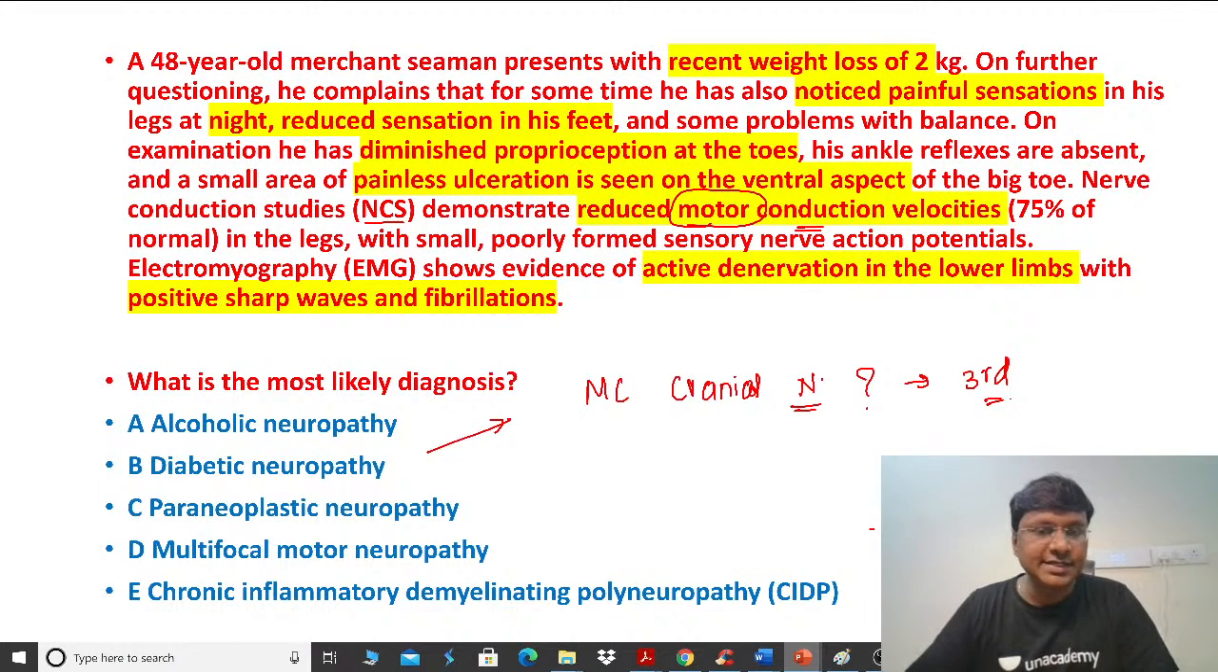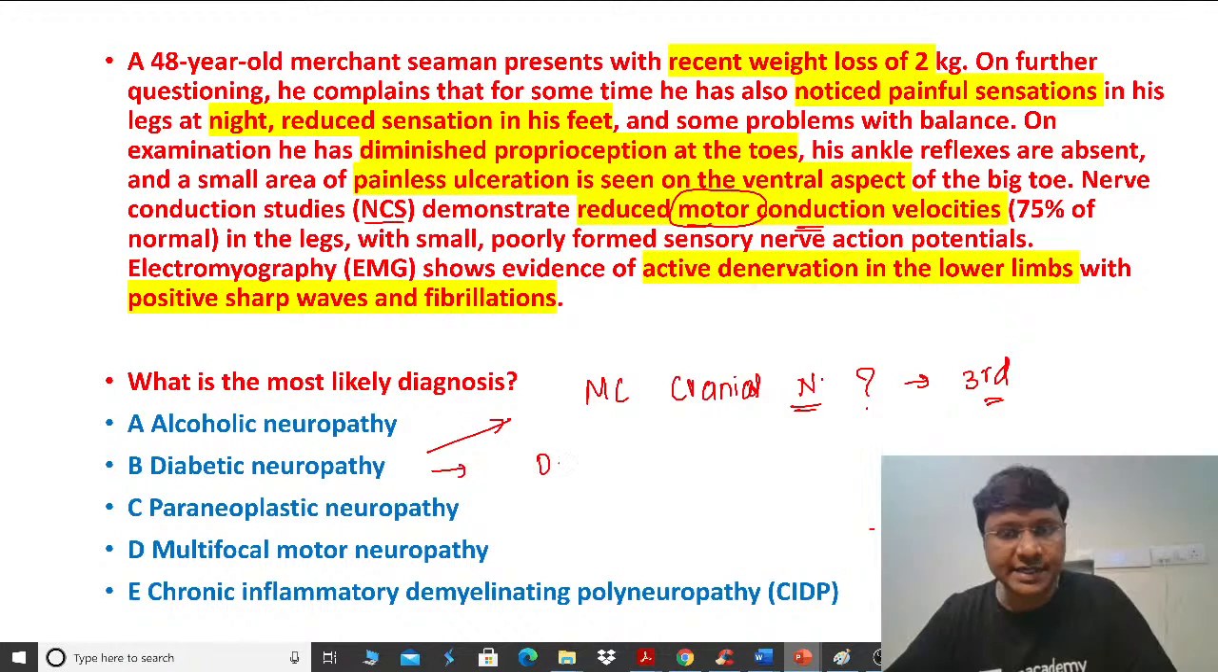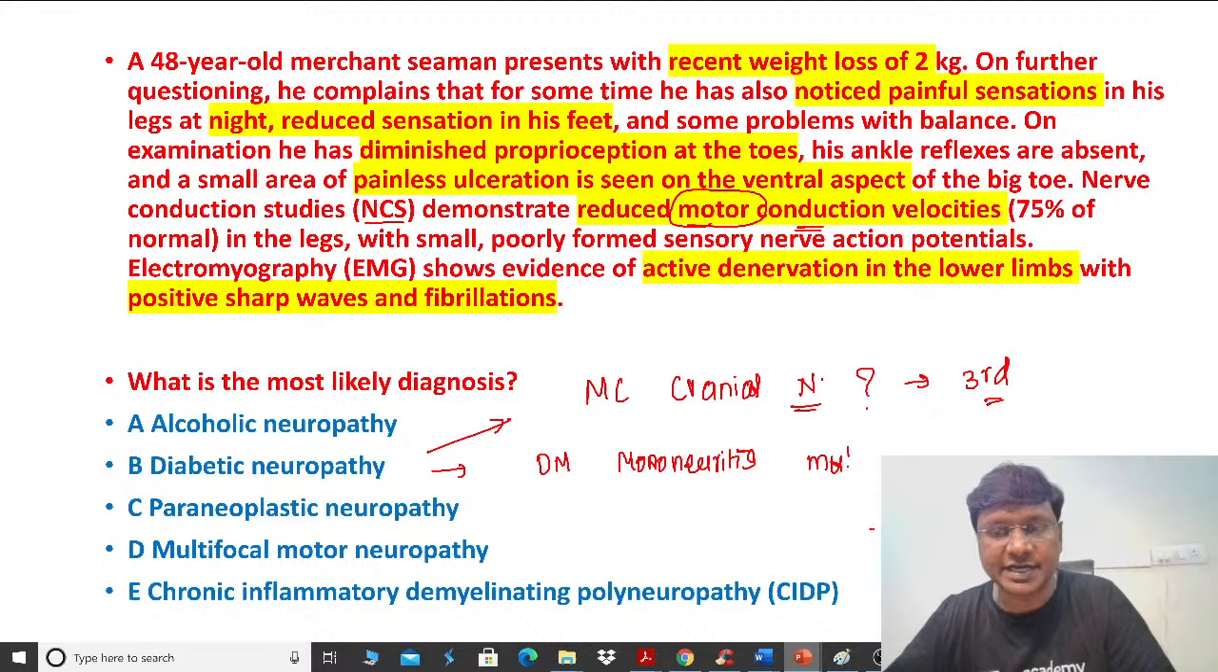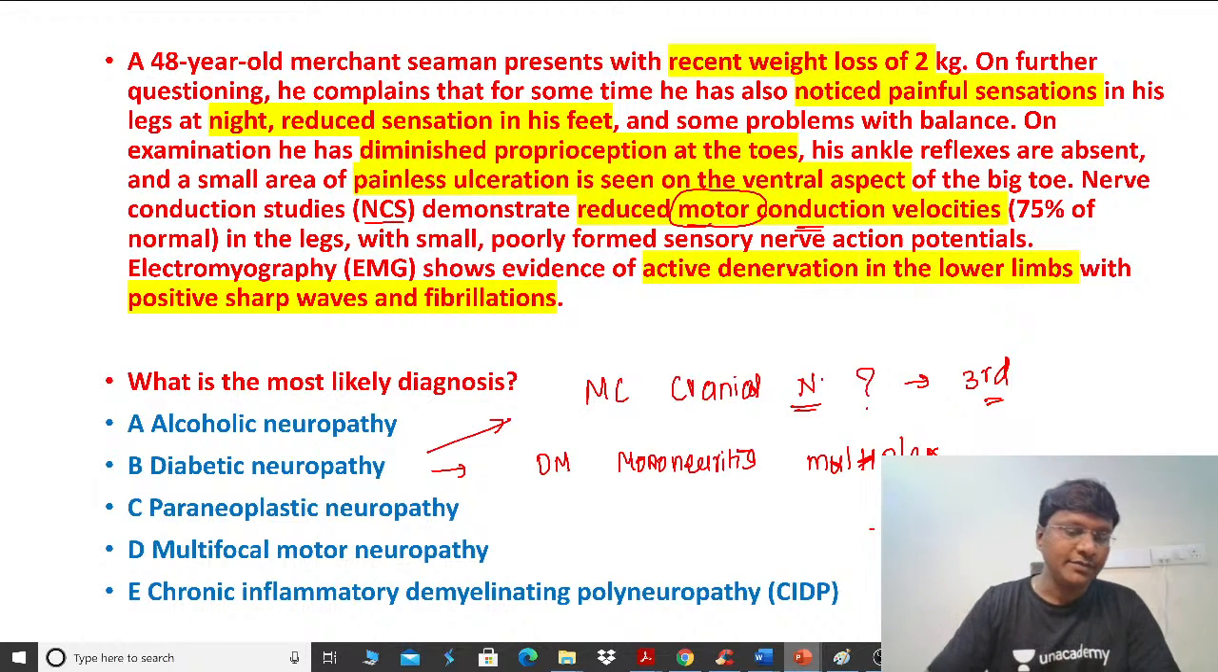Now, in these patients with diabetes mellitus, there is also mononeuritis multiplex. Can anyone tell me the examples of mononeuritis multiplex in patients with diabetes mellitus? Yes, any one of you? Example of mononeuritis multiplex in patients with diabetes mellitus.